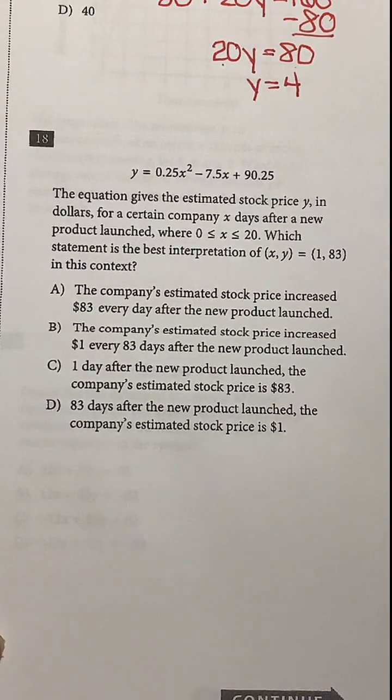Is it A, the company's estimated stock price increased $83 every day after the new product launch? Is it B, the company's estimated stock price increased $1 every 83 days after the new product launch? C, 1 day after the new product launch, the company's estimated stock price is $83? Or D, 83 days after the new product launch, the company's estimated stock price is $1?